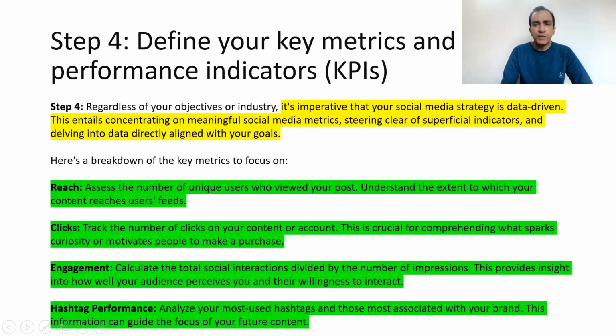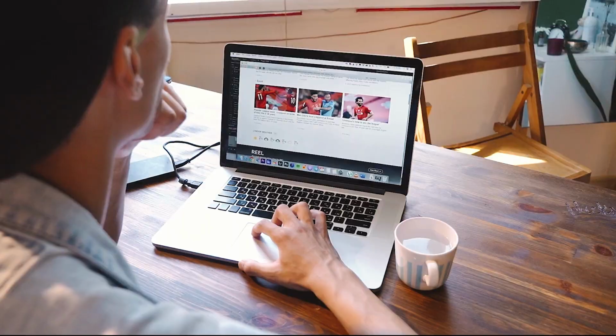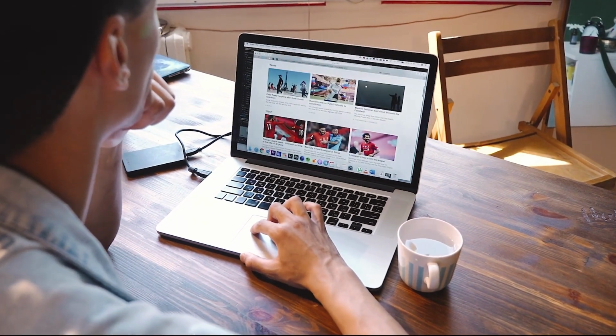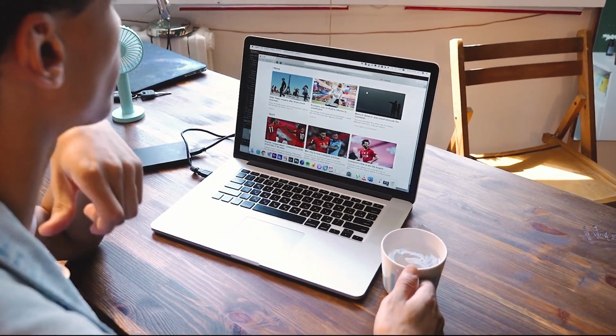Then comes the hashtag performance. So you can analyze your most used hashtags and those most associated with your brand. This information can guide the focus of your future content. So hashtags aggregate the content under a heading, and it can give you an indication where your target audience interest in the content lies, and which kind of content you should create for your TG.